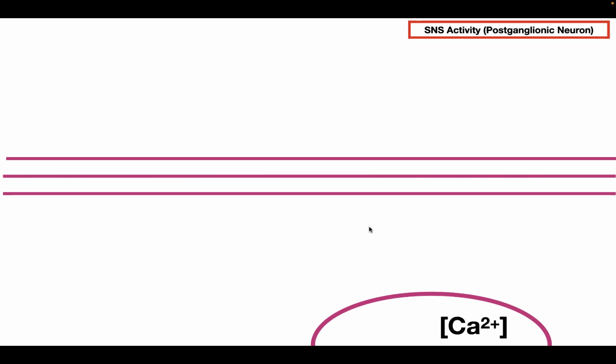Now, the sympathetic nervous system, specifically the postganglionic neurons of the sympathetic nervous system, are going to release a number of different signaling molecules, and we're going to talk about 3 of them in this video. So the first one we'll talk about is norepinephrine. Norepinephrine is a neurotransmitter that is released from the postganglionic neurons of the sympathetic nervous system, and the norepinephrine is going to interact with the alpha-1 adrenergic receptors.